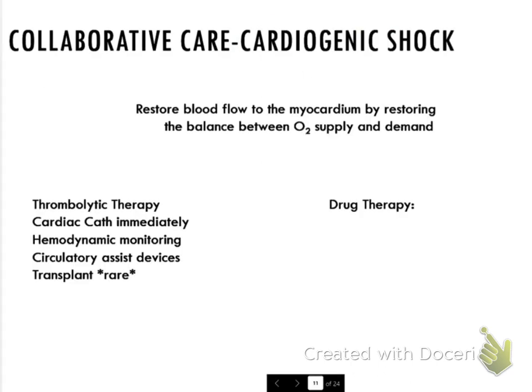All right, so collaborative care is specific to cardiogenic shock. We want to restore the oxygen supply and demand balance. So basically, with any of our shocks, we have this imbalance. We're not getting enough oxygen for the supply demand, right? So we need to restore the blood flow to the myocardium and increase that cardiac output.